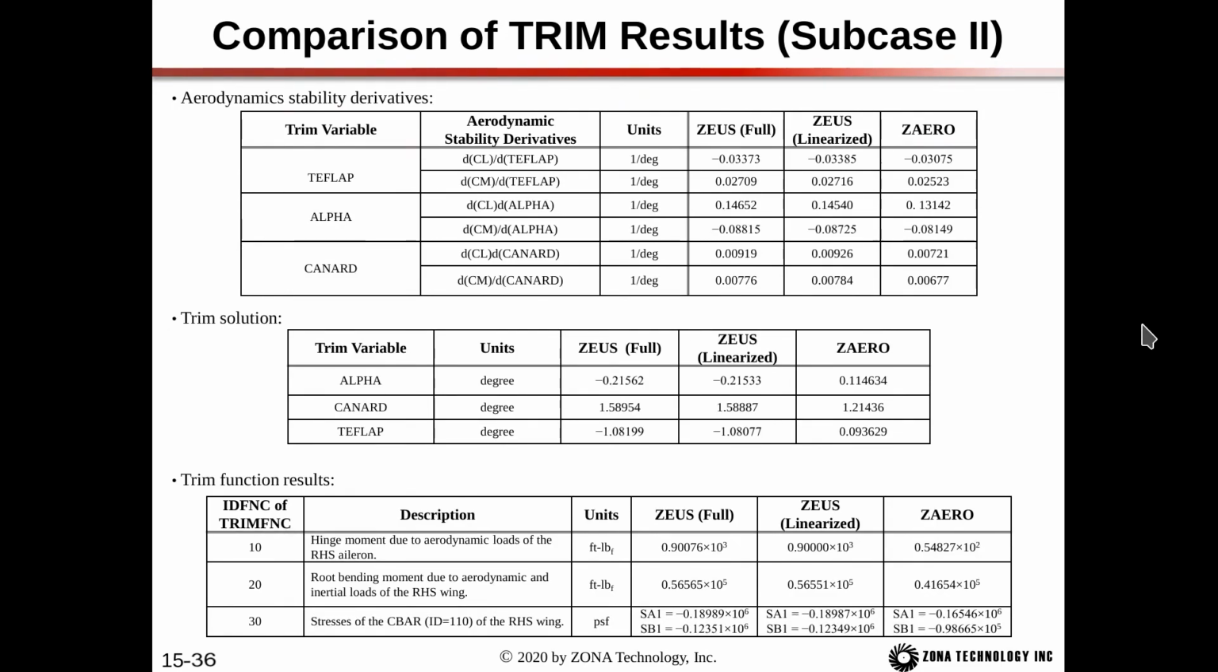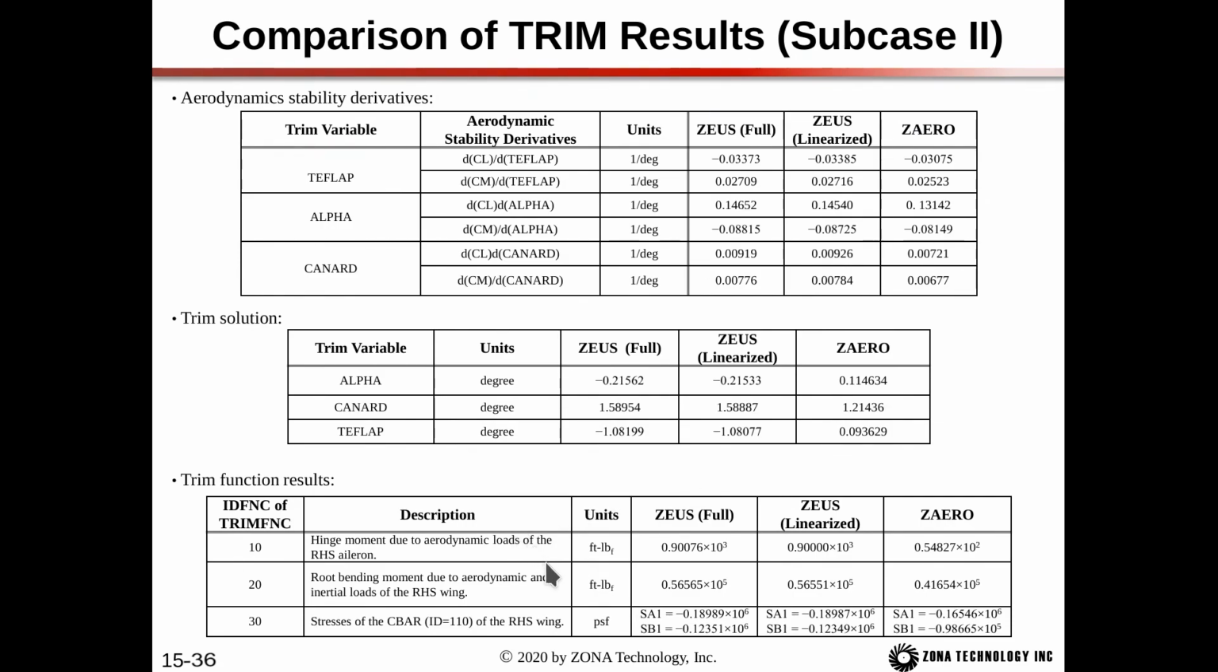Once again, we'll compare the results for the ZEUS full Euler solver, the ZEUS linearized Euler solver, and then our ZERO results. So ZEUS, once again, agrees very well with itself, the two different solver methods, which differ slightly from the ZERO results. And when we look at the trim solution, our alpha is very close between the full Euler, linearized Euler, canard, and TE flap, and then ZERO is different.